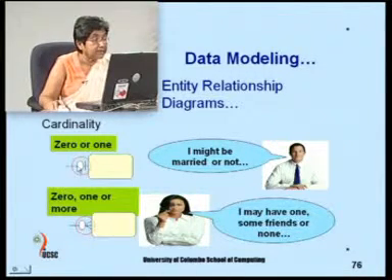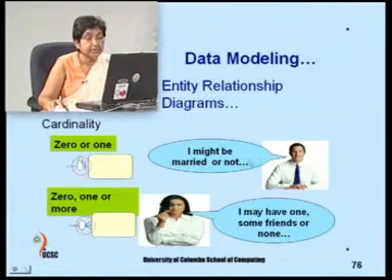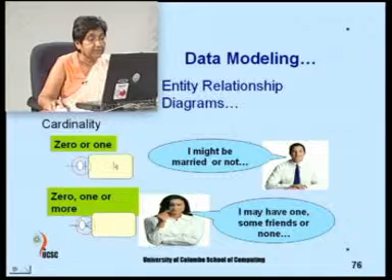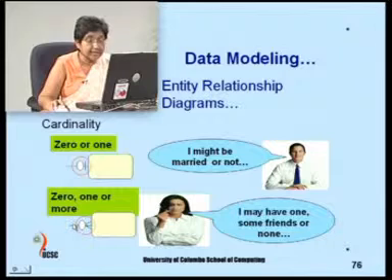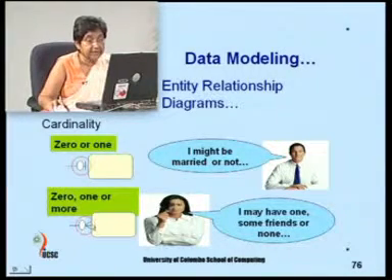Cardinality, if you use this symbol, then it shows it is 0 or 1. Then if you show this symbol, it will be 0, 1 or more. This could mean 0, 1 or more. So here if you give an example for this, I might be married or not, either married or not, 0 or 1. Then in this case, I may have some friends or none. I may not have any friends, or I may have one friend, or I may have many friends.